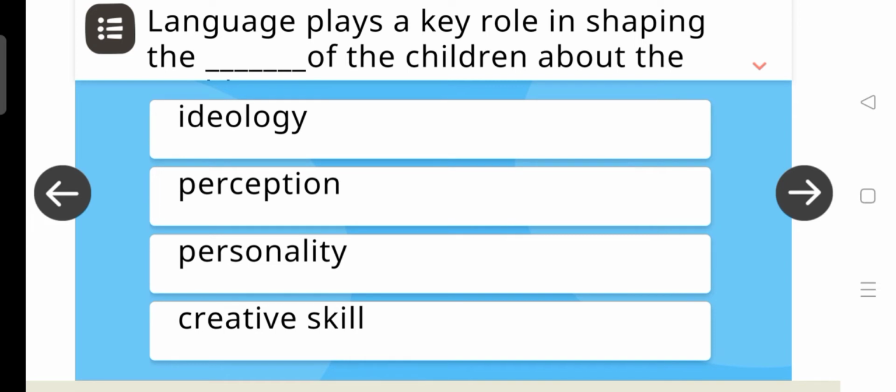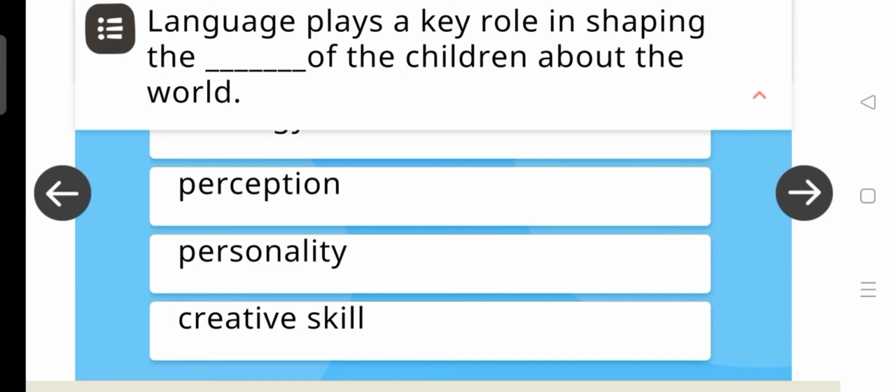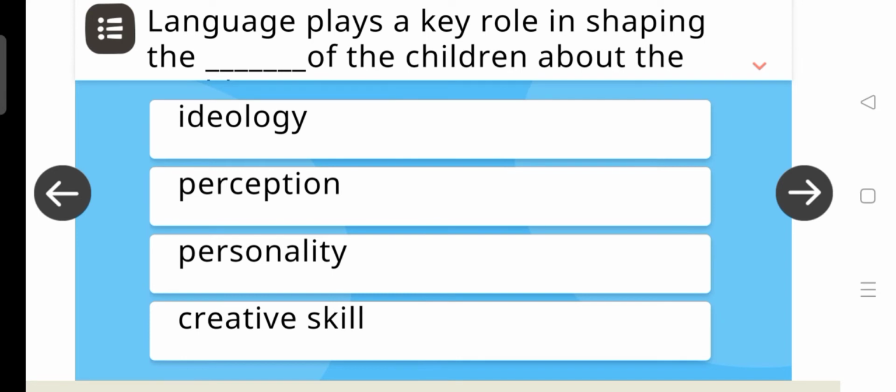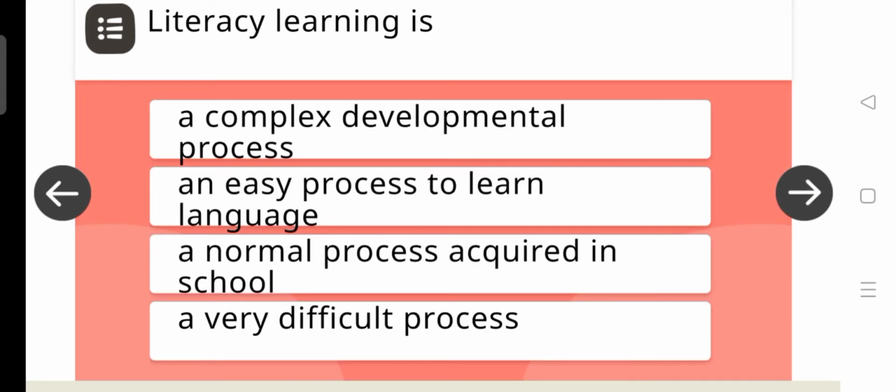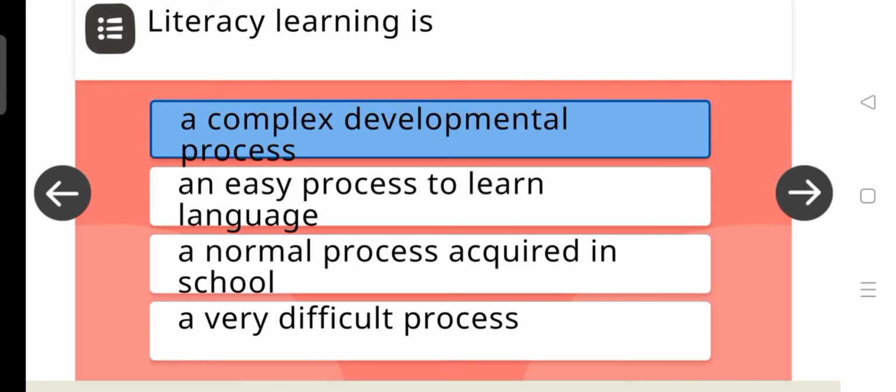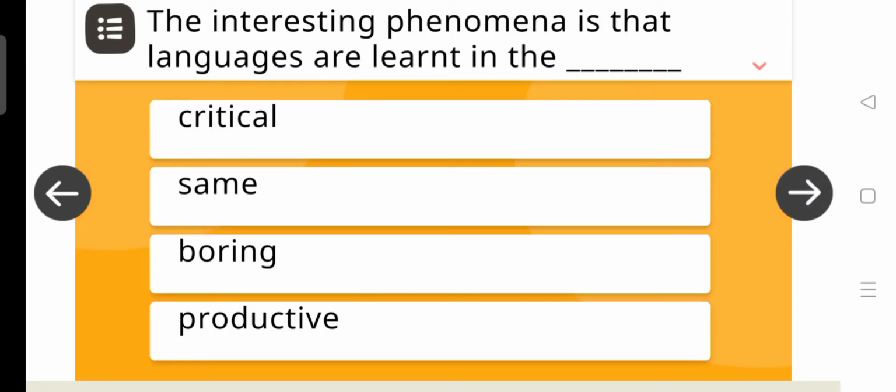Language plays a key role in shaping the perception of the children about the world. Literacy learning is a complex development process. The interesting phenomena is that languages are learned in the same way.